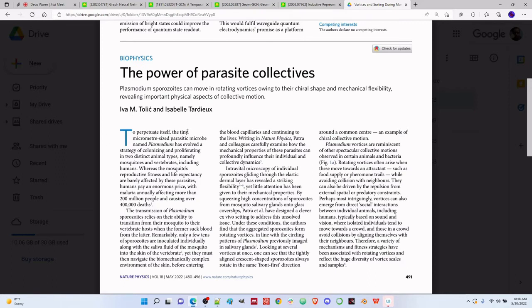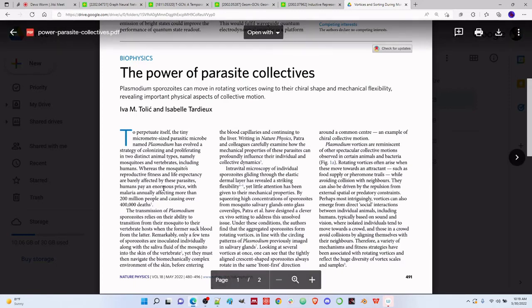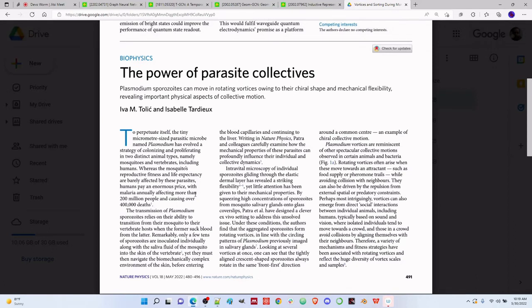So to perpetuate itself, the tiny micrometer-sized parasitic microbe named Plasmodium has evolved a strategy of colonizing and proliferating in two distinct animal types, namely mosquitoes and vertebrates. So they're parasites that exist in two different types of organisms that are vastly different in terms of their physiology and their biology. Whereas the mosquitoes' reproductive fitness and life expectancy are barely affected by these parasites, humans pay an enormous price, as we know from human history.